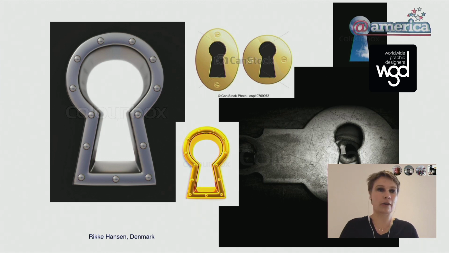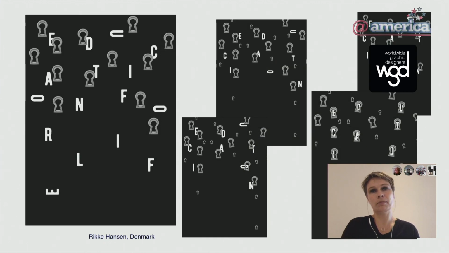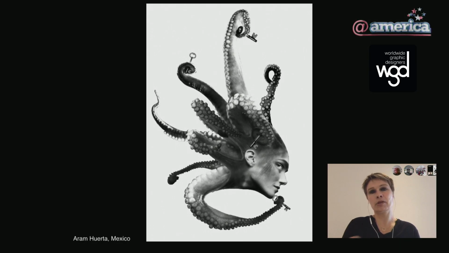Investigating different keyholes. How do they look visually? Next slide. Putting them into the poster as well, looking into the typography. Next slide. And Aram was doing this to see, should it be like this, the head with the octopus arms and a key holding it.